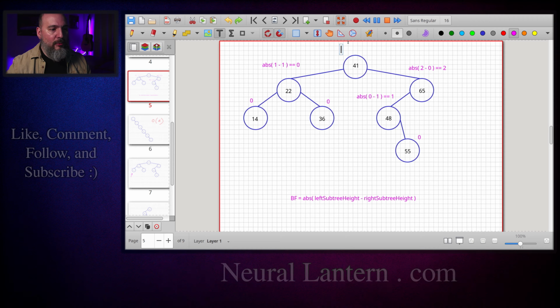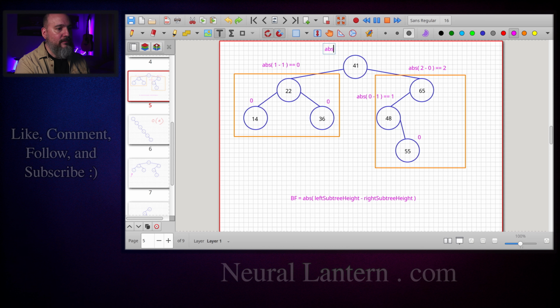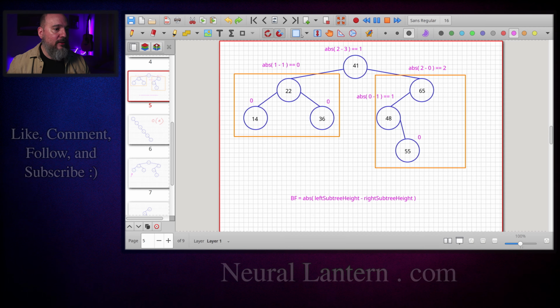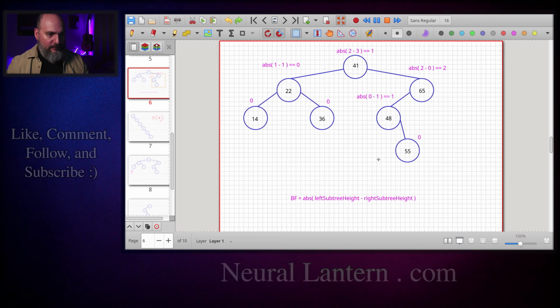So we'll do the same thing for the 41 node, the root node. Its left subtree has a height of 2, and its right subtree has a height of 3. So its balance factor is the absolute value of 2 minus 3, which is 1. So actually the root node is okay. If it was only up to the root node, we would say this is a valid AVL tree and we don't really need to do anything. However, we've already seen that the 65 node is invalid. So again, we need to do something.